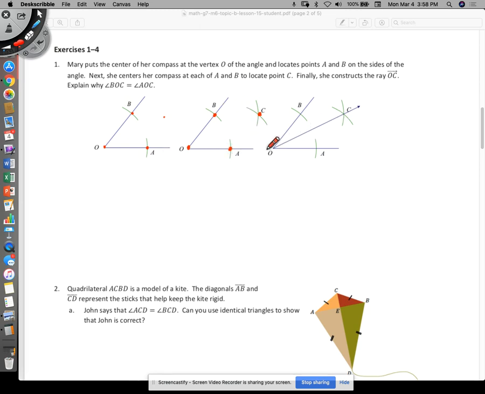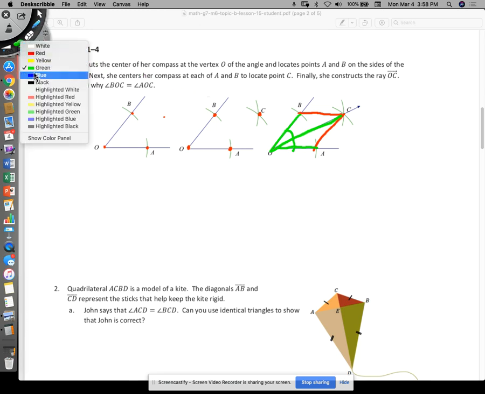And then she connects this to the vertex. So she has this sort of looking thing. So if I connected all of these lines, I wind up with something like that. Okay, kind of like a diamond in the center. So the question here is, finally she connects the ray OC. Explain why angle BOC, why does this angle match AOC? Why did they match?